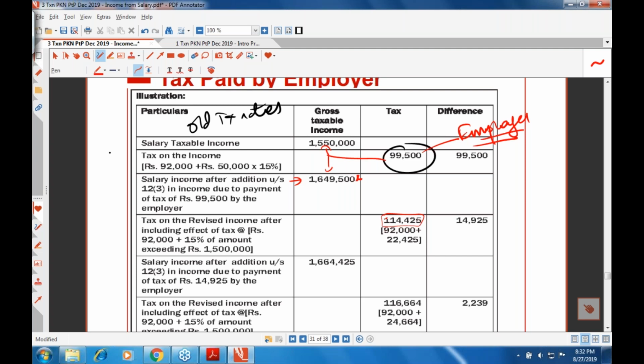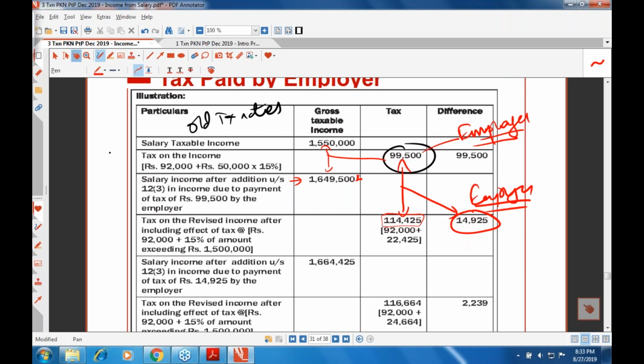If the revised tax liability is 114,425, then the difference between these two is 14,925. The employer pays this amount again. It's actually tax on tax.